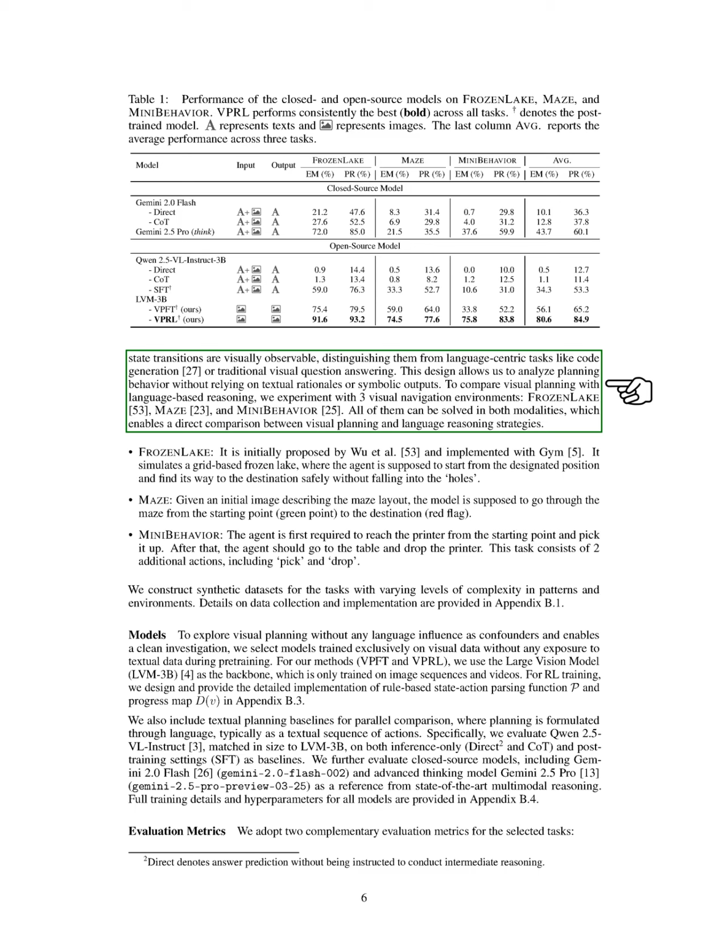We focus on tasks where we can observe state changes visually, unlike language-based tasks such as code generation. This setup allows us to analyze planning behavior without relying on text explanations. We conduct experiments in 3 visual navigation environments: FROZENLAKE, maze, and MINIBEHAVIOR, all solvable through both visual and language-based methods, enabling a direct comparison.